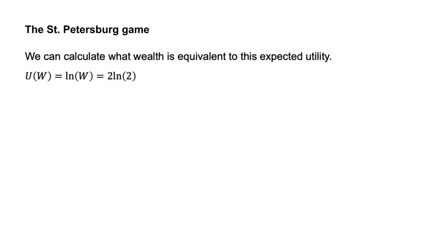We can then calculate what wealth is equivalent to this expected utility. The utility of W equals ln W, which equals 2 times ln 2. Therefore W equals e to the power of 2 times ln 2, which equals 4. The expected utility from the game is equal to the utility of $4.